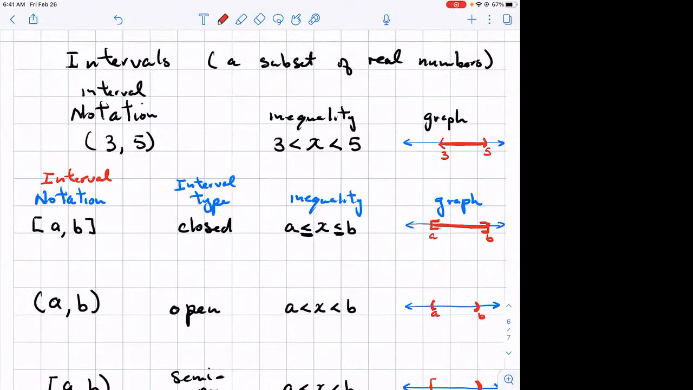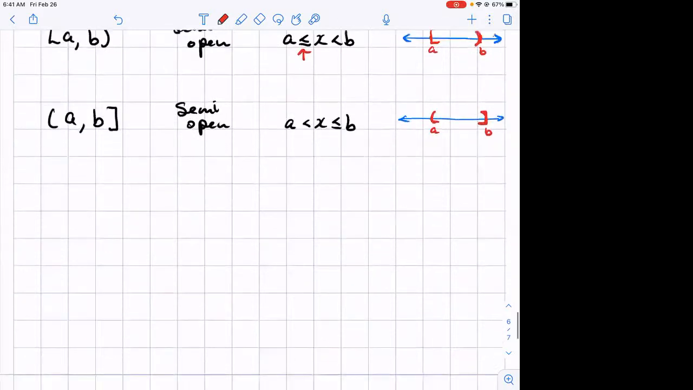Now unbounded is where we bring in something that's called infinity. Because as you know, infinity is a symbol used to represent a number that does not end, meaning there is no boundary to it. So some unbounded intervals.